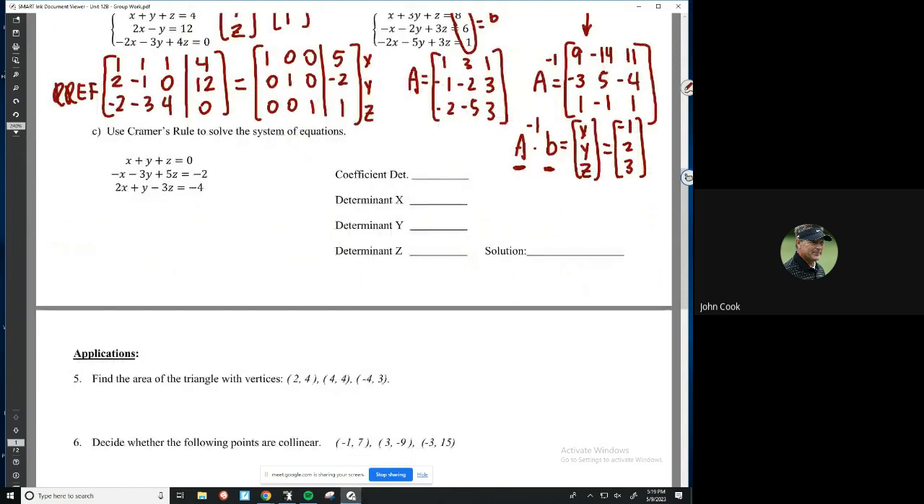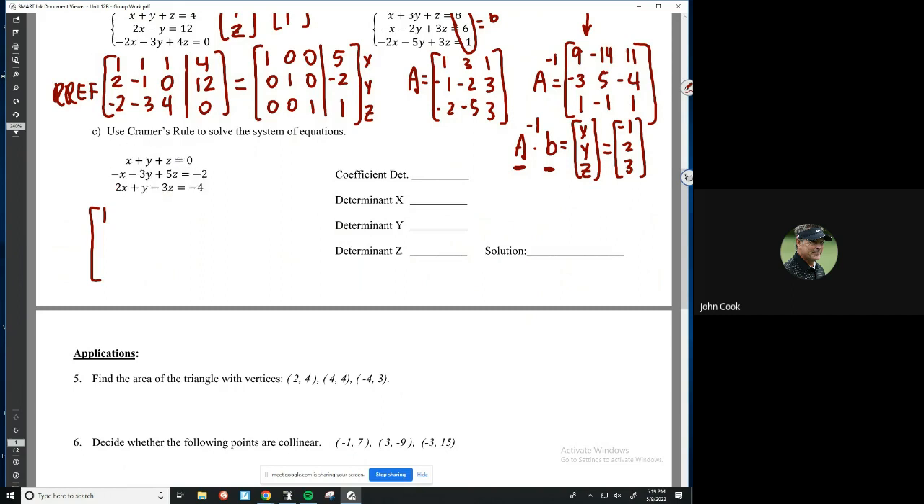Okay, using Cramer's rule to solve the system of equations. Piece of cake. It's just a bunch of determinants, basically. Let's see here. So coefficient determinant, determinant of X, determinant Y, determinant Z. And then you just make a bunch of fractions out of it. So let's do the determinant of the coefficients first. That's going to be the coefficients of all of this stuff right here.